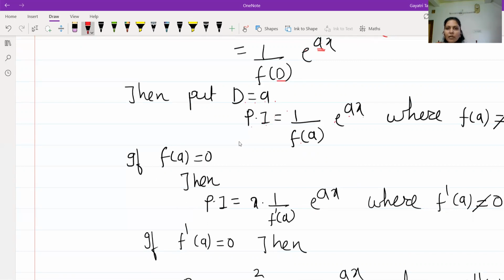म्हणजे f of D मधला जो काही D असेल तर त्या D च्या जागी तुम्हाला काय पुटअप करायचं आहे? a. पण परत एक गोष्ट लक्षात ठेवा, हा f of a कुठे आहे? डिनॉमिनेटरला. म्हणजे त्याची व्हॅल्यू काय नको? 0 नको. कारण की त्याची व्हॅल्यू 0 झाली तर डिनॉमिनेटर काय होऊन जाईल? 1/0, it will become infinity. सो सपोज माझ्याकडे असं आहे, PI is equals to 1 upon D square minus 4 e raised to 2x.